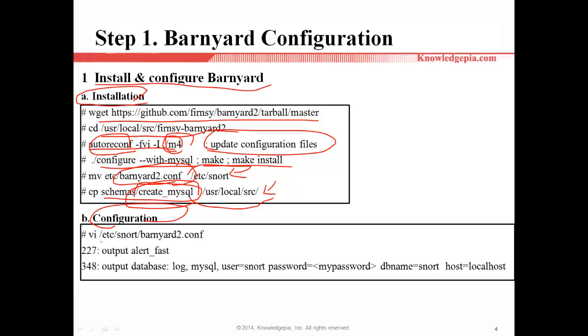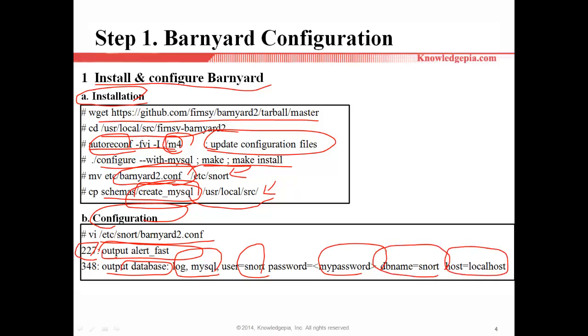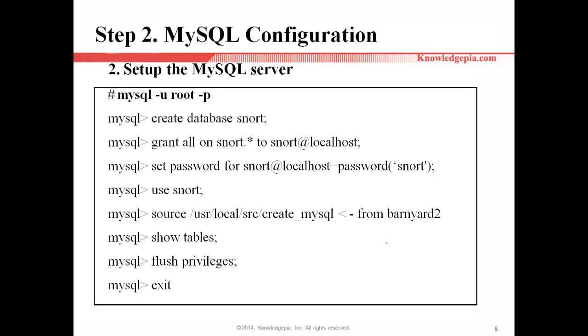Open the Barnyard configuration file, and we need to edit 2 lines. In my case, line number 227, here we can define output alert_fast. And after that, line 348, output database. Here we have to define the exact database information: the MySQL username, in my case snort, the password, the database name, and the host name, like this.